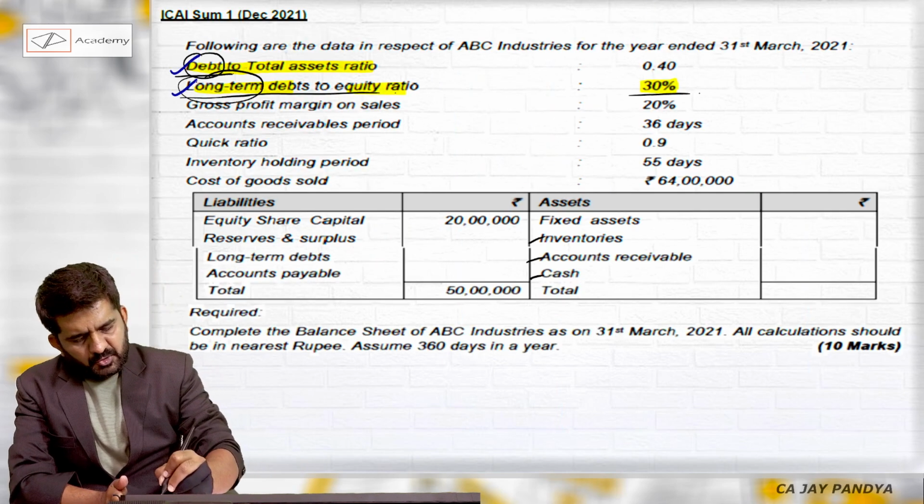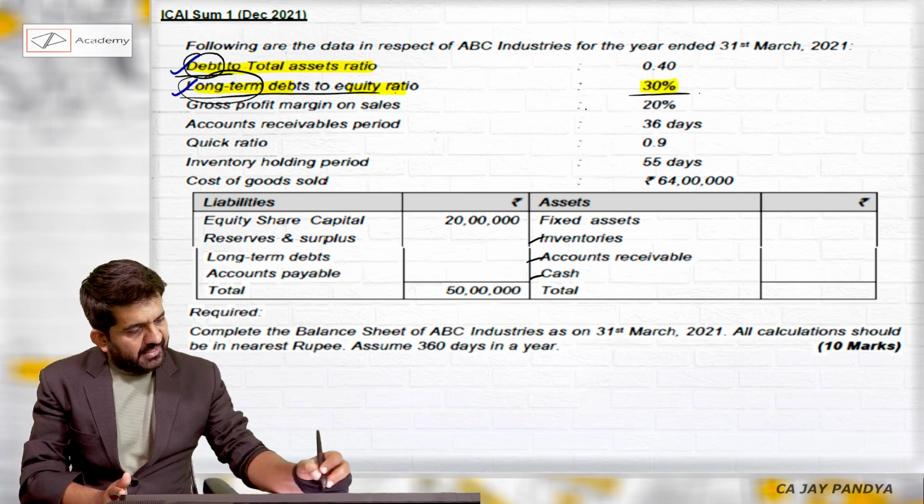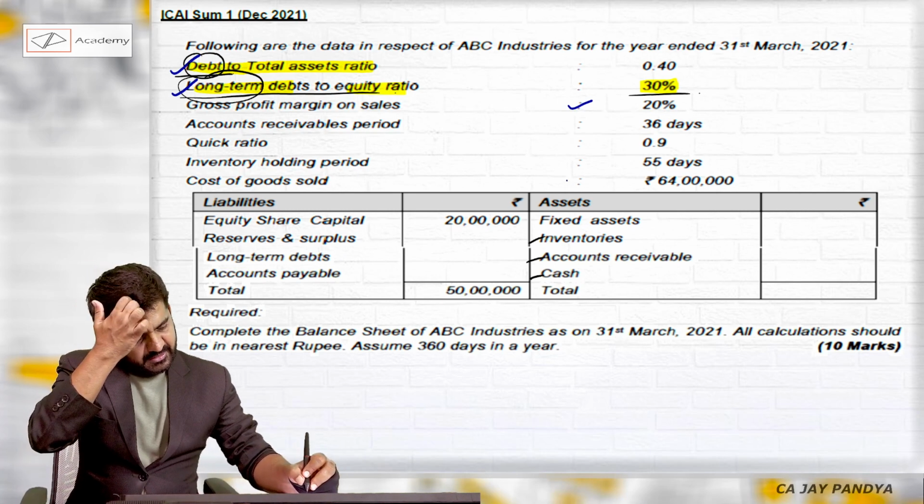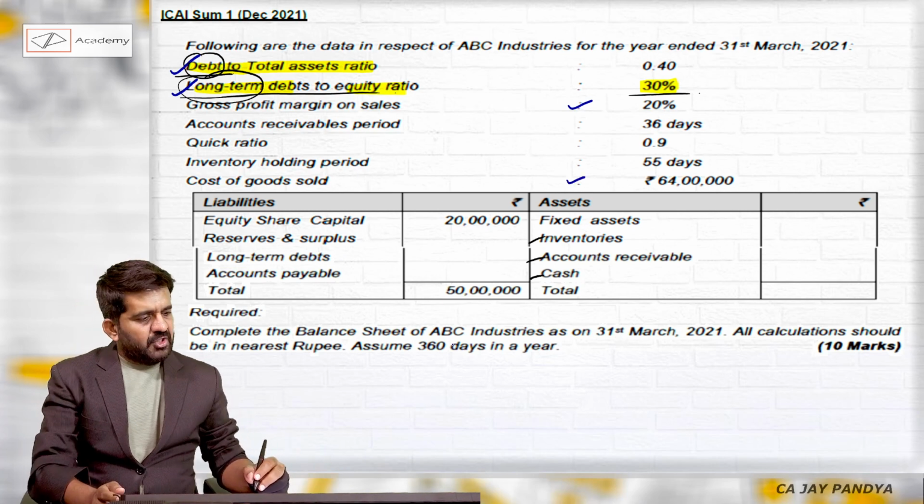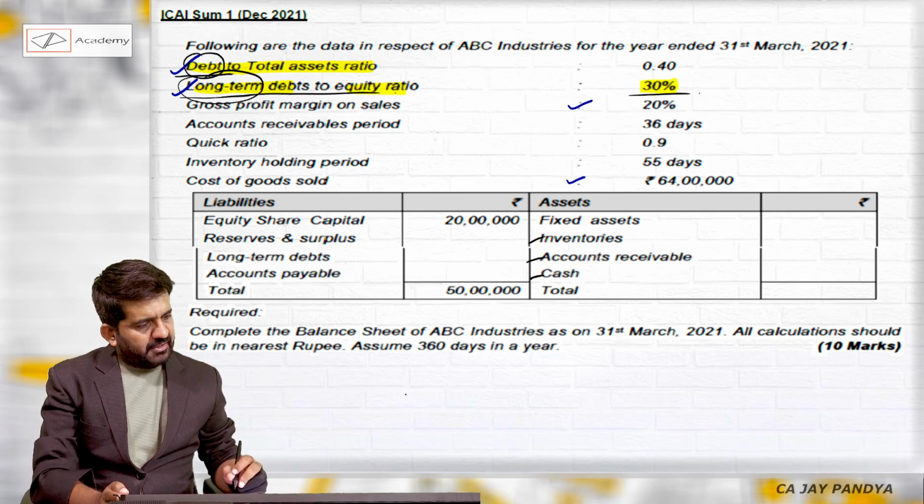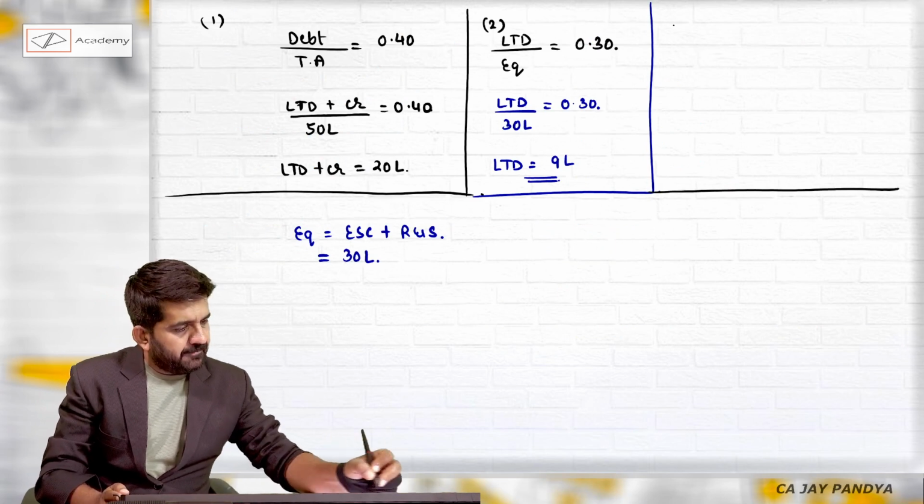We have used this. Gross profit margin on sales is 20%. COGS is 64 lakhs. So we can easily get sales from it, if GP is 20% and COGS is 64 lakhs. Calculation number 3.